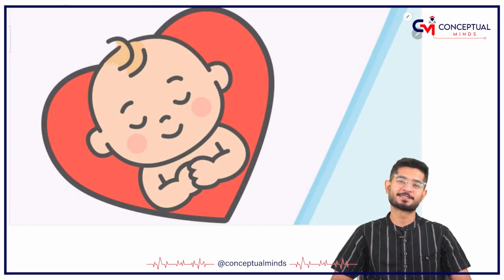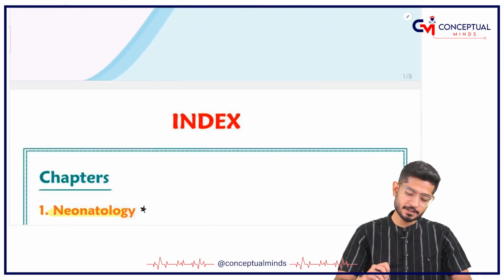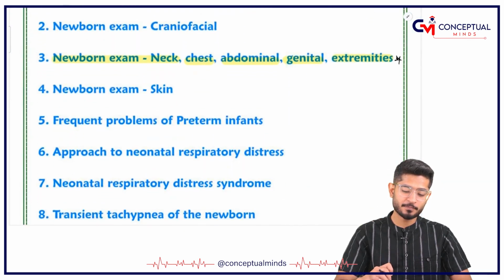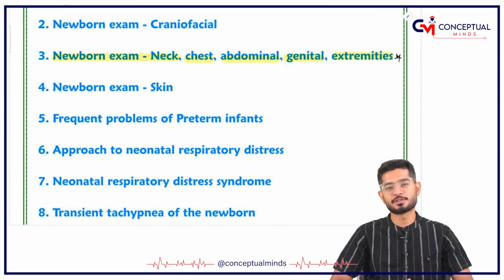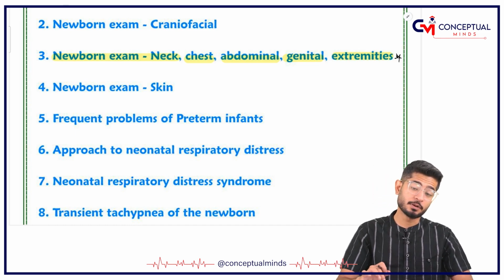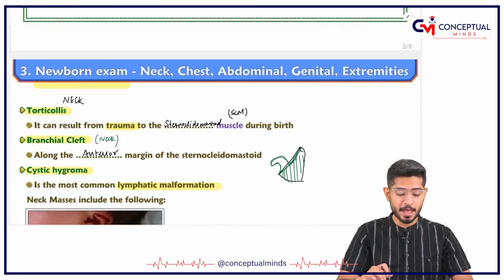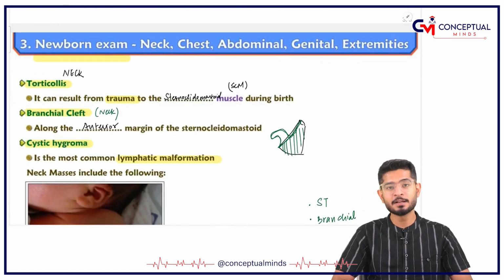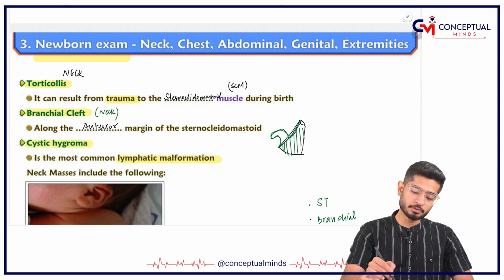Dear doctors, this is the pediatrics class and I welcome you to the newborn examination, where today we'll be discussing the chest abnormalities, the neck abnormalities, abdominogenital abnormalities and extremities, if any pathologies are associated with the extremities. So neck, chest, abdominal, genital and extremities will be examined in this video, and of course then you will understand what problems you have to look for while examining these parts. First of all, coming on to the neck region.